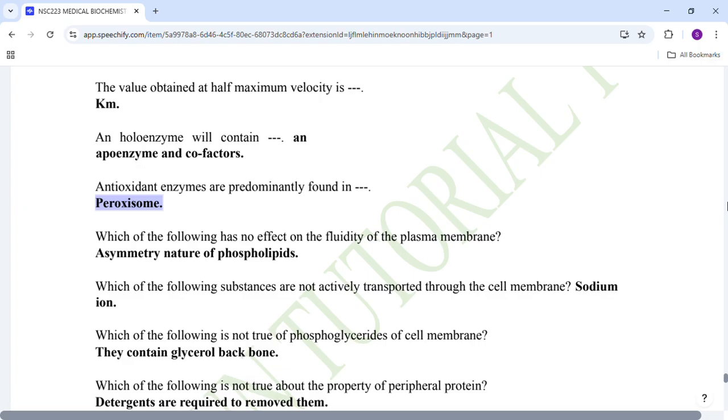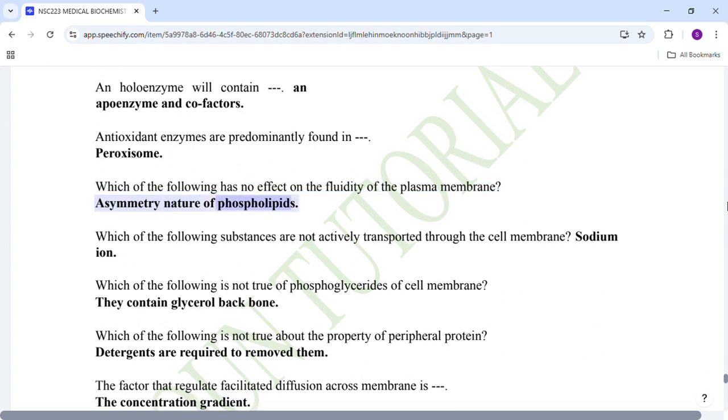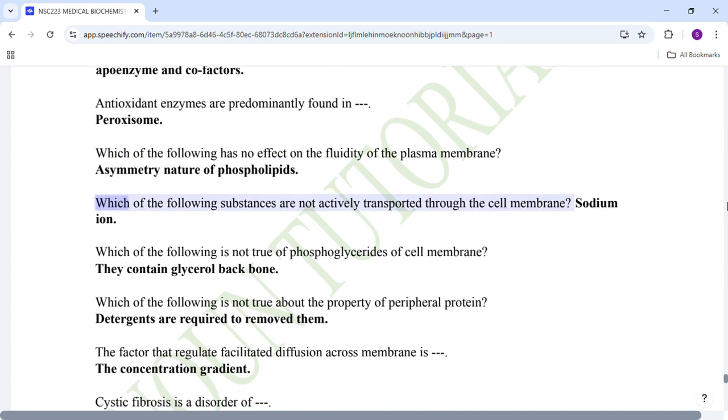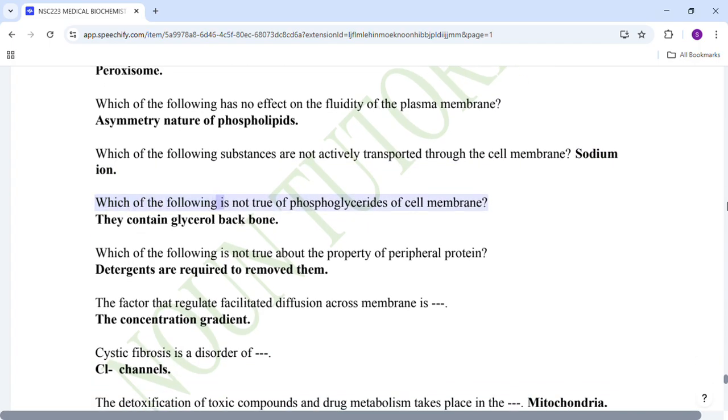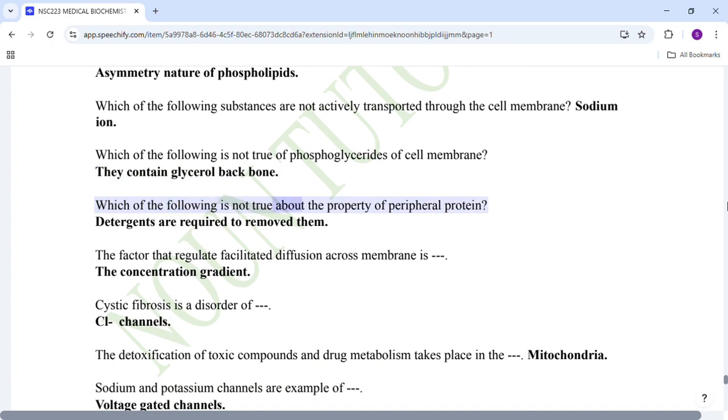Antioxidant enzymes are predominantly found in dash dash. Peroxisome. Which of the following has no effect on the fluidity of the plasma membrane? Asymmetry nature of phospholipids. Which of the following substances are not actively transported through the cell membrane? Sodium ion. Which of the following is not true of phosphoglycerides of cell membrane? They contain glycerol backbone.